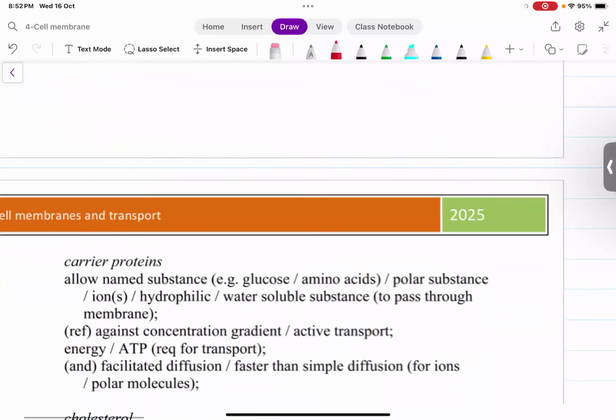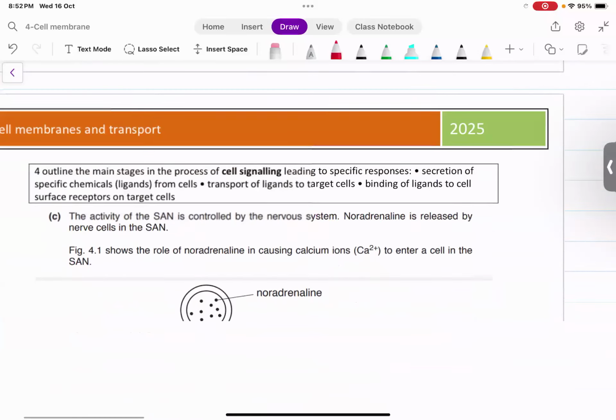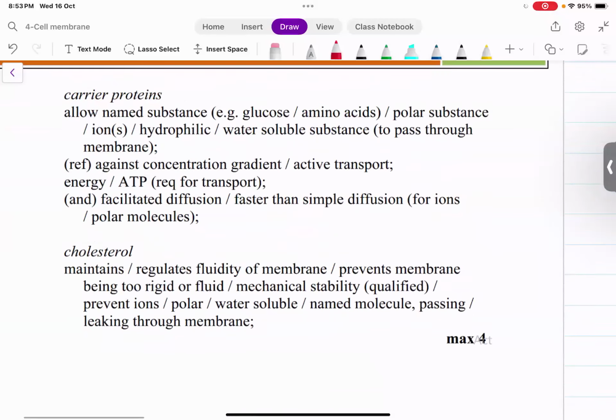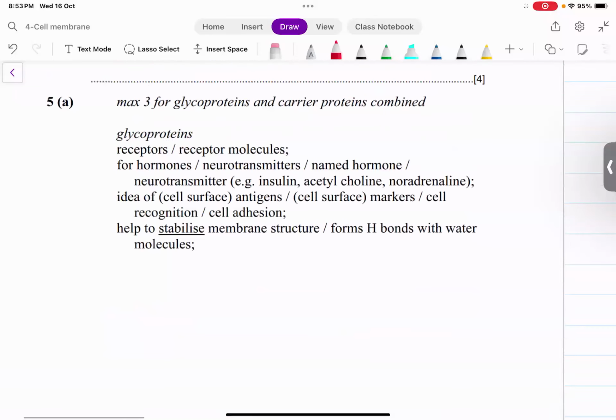Okay, so that's all about it for today. We'll continue with the next part of this chapter.